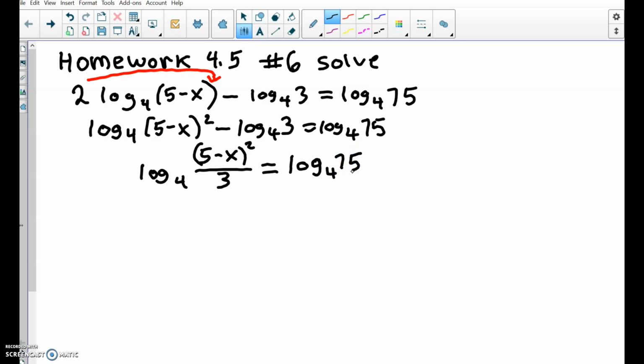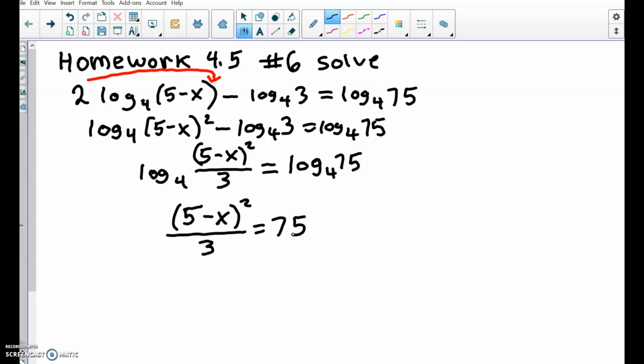Okay, so we're using our logarithm rules. Now, when you have two logarithms that are set equal to each other with the same base, you can strip off the logarithm in the base. So we're going to just end up with 5 minus x squared all over 3 is equal to 75.